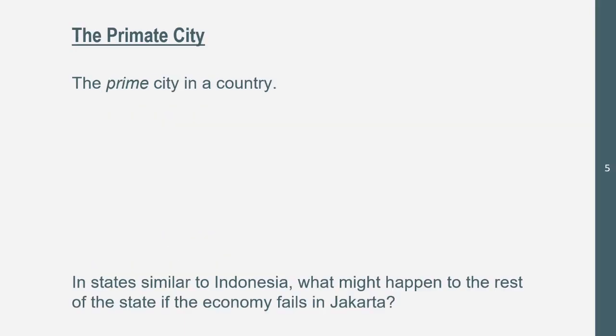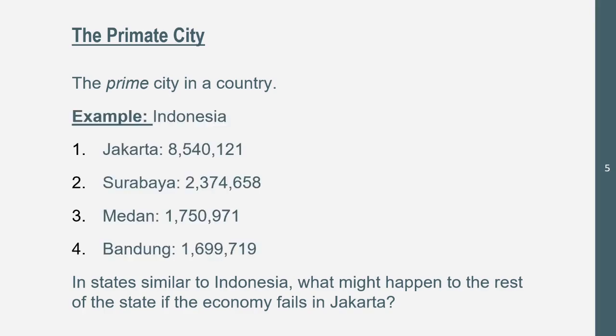Now let's get into the primate city in the country. Don't mind the bottom, we're going to get into that in just a second. So the primate city is basically the prime city in the country in terms of population, influence, and the economy. An example is Indonesia. So look at these cities. This does not follow the rank size rule. Look at the second largest city.